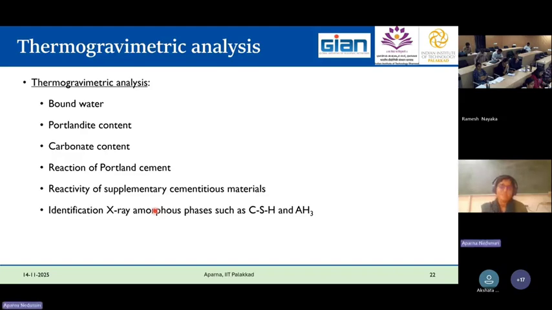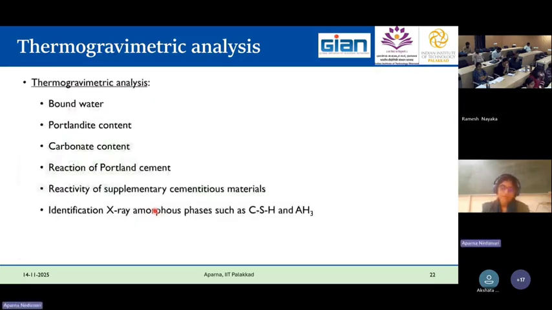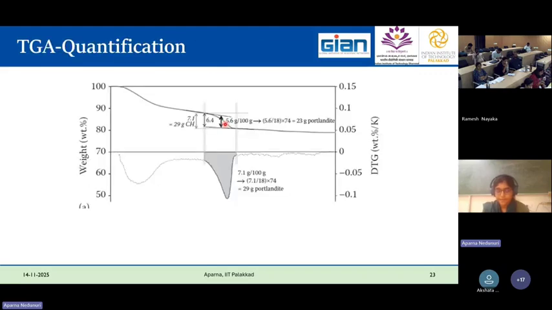Now, how do we see whether the consumption of Portlandite has happened or not? That would be seen with a reduction in the weight loss in that particular temperature zone. From that, we can understand the reactivity of the supplementary cementitious material, say how much Portlandite has been consumed by 1 gram of supplementary cementitious material at different curing ages. We can also identify a few X-ray amorphous phases such as CSH and Gibbsite through TGA. Now we'll see how to quantify the amount of material by considering the weight loss from the system.